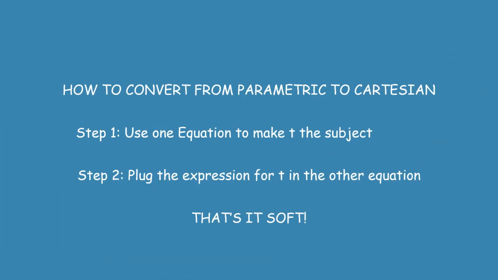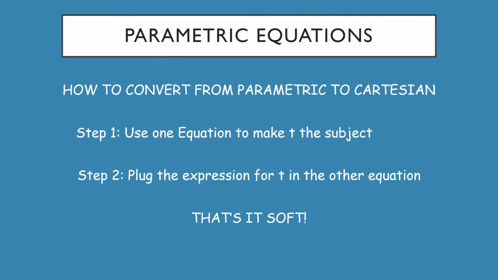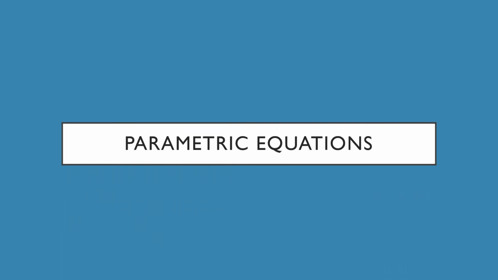To convert from parametric to Cartesian, first we use one of the equations to make t the subject, then we plug the expression for t into the other equation. That's it.